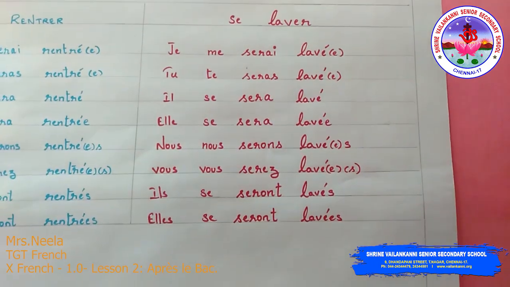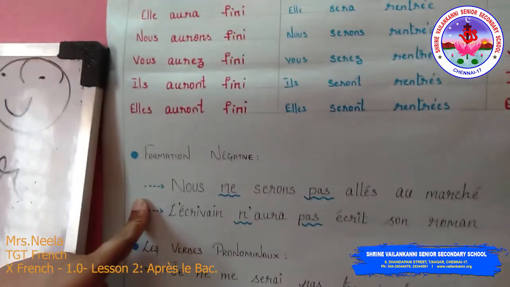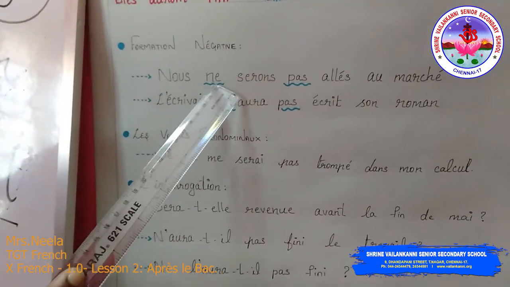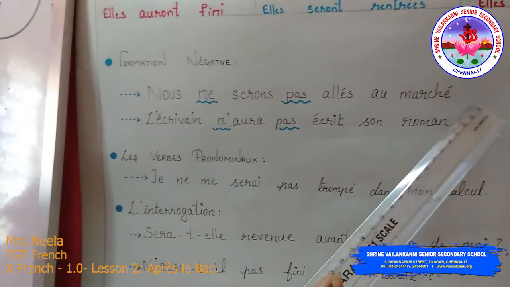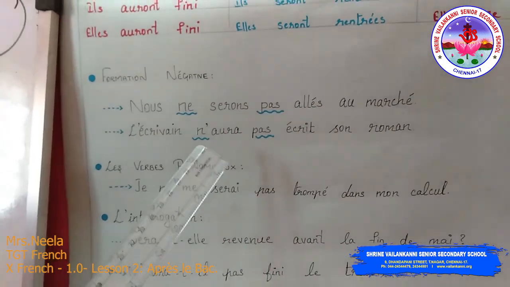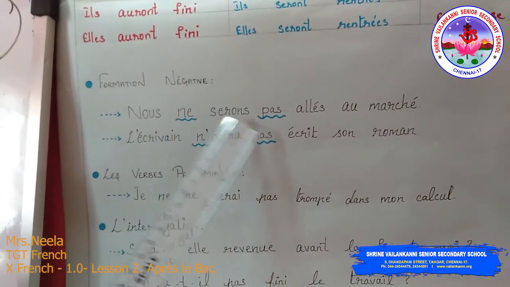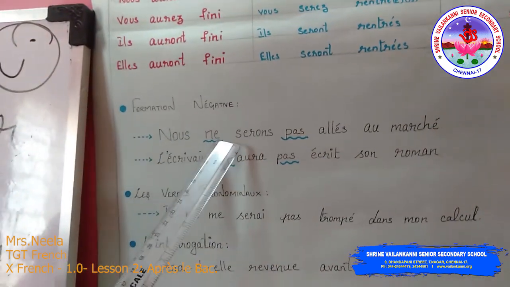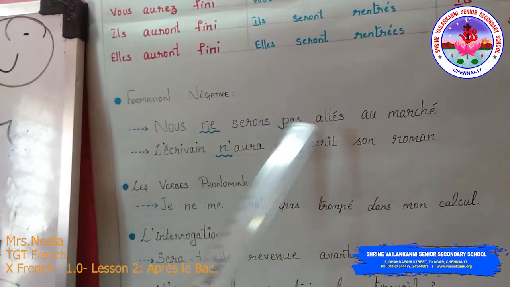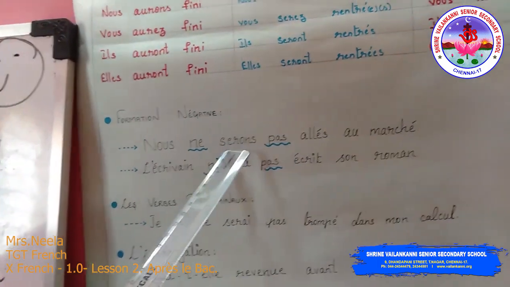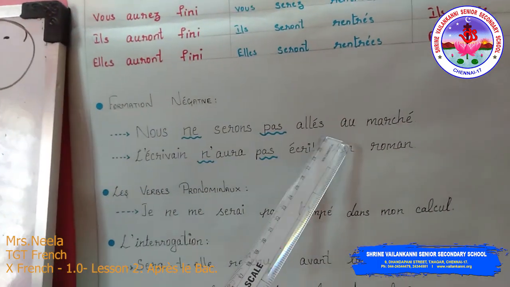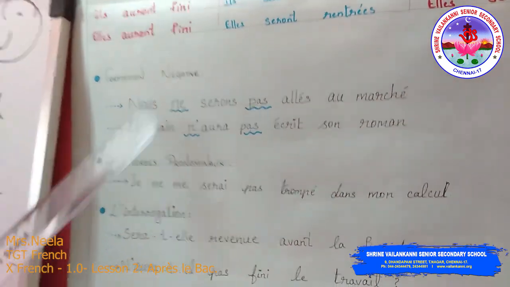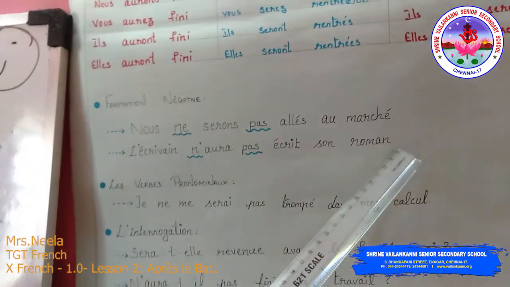Now we will see some negative sentences, how to form the negative sentences in the futur antérieur. See the example. Nous ne serons pas allés au marché. So the ne and pas, you will be doing it like a sandwich, right? The ne and pas in between the auxiliary verb. Yes, nous ne serons pas. So in between ne and pas you will place that auxiliary verb which is conjugated in futur simple. Then only the participe passé. Nous ne serons pas allés au marché. L'écrivain is a sujet. So n'aura pas écrit son roman.